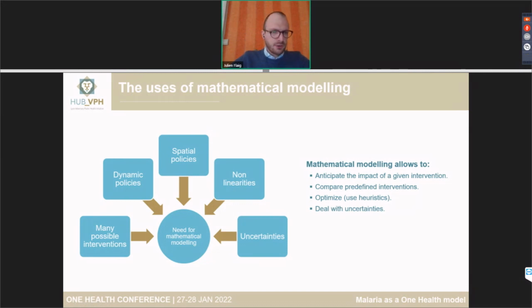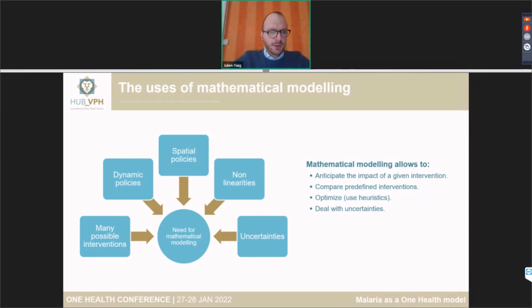In addition, control policies can be defined dynamically. So they can change over time, you can change interventions month by month or week by week. And interventions can also be defined spatially. For instance, implementing one intervention in a given region and no intervention in a neighboring region or a different intervention. So this makes the number of possible policies very huge.